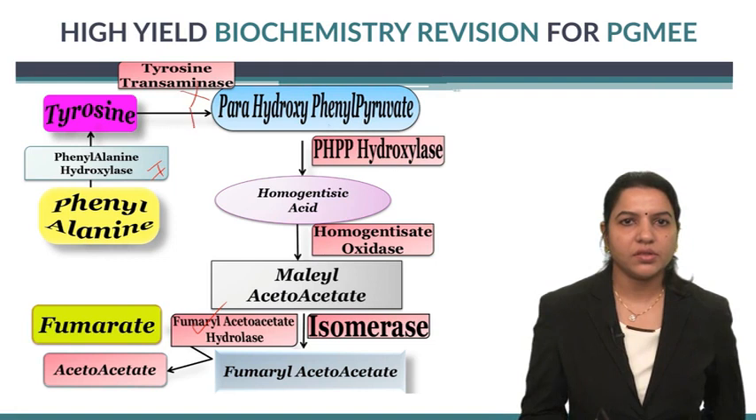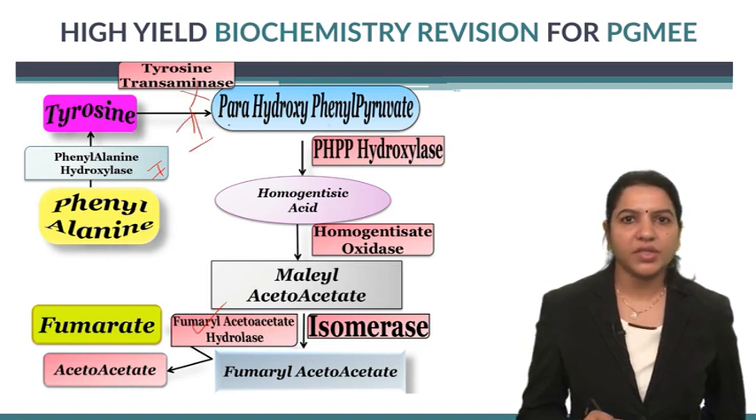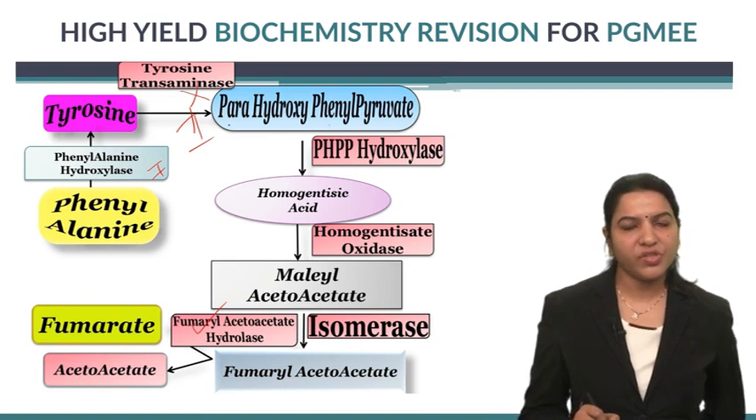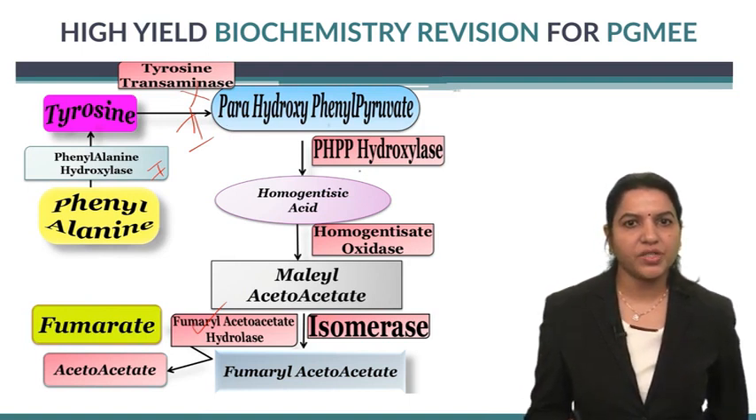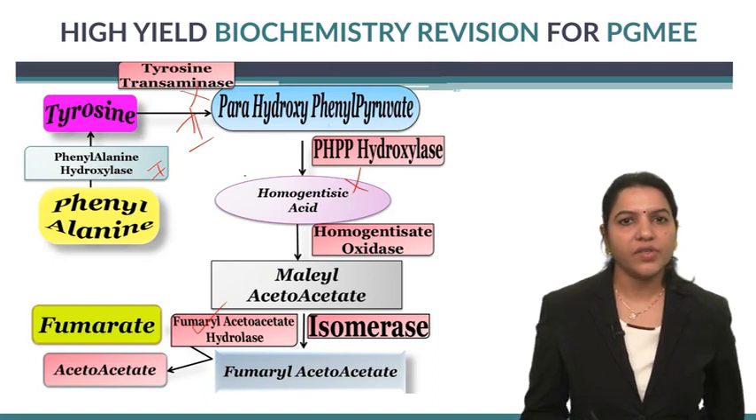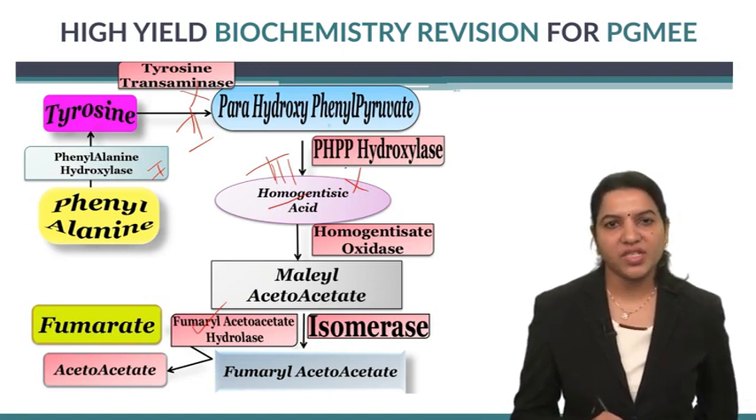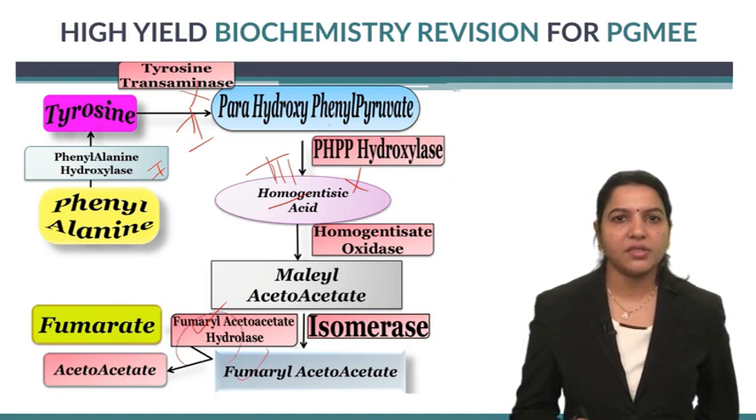Then comes tyrosinemia type 3. To find out the enzyme deficiency in tyrosinemia type 3, we will find an enzyme with three P's in its name. So that is PHPP hydroxylase. If this is defective, it causes type 3 tyrosinemia. And among type 1, type 2 and type 3, the most common one is type 1, hence the answer is fumarylacetoacetate hydrolase.